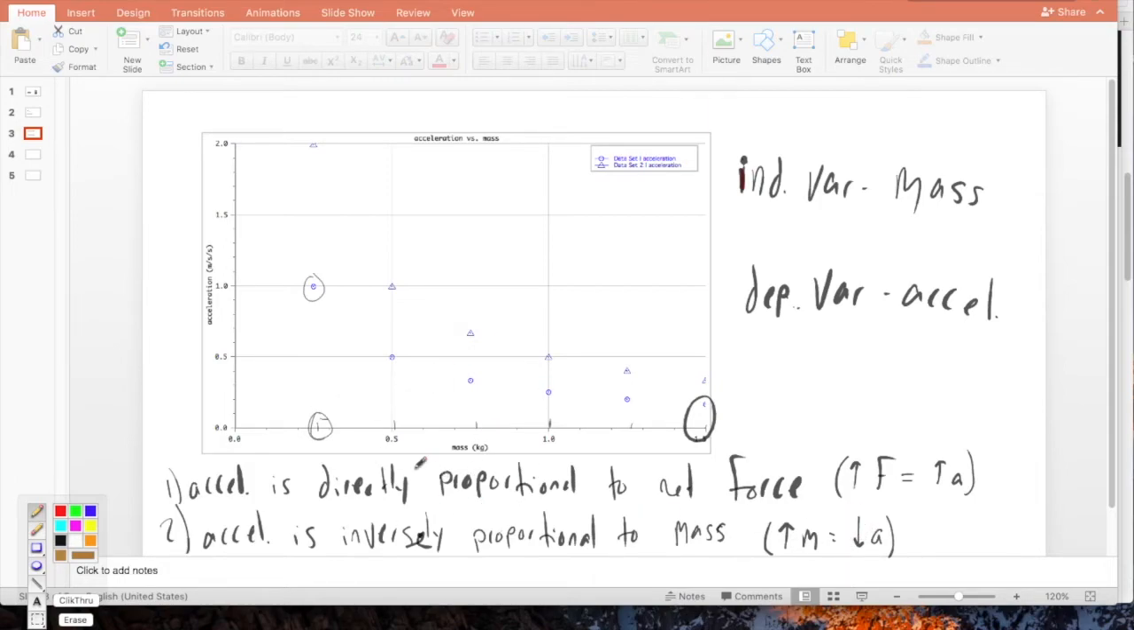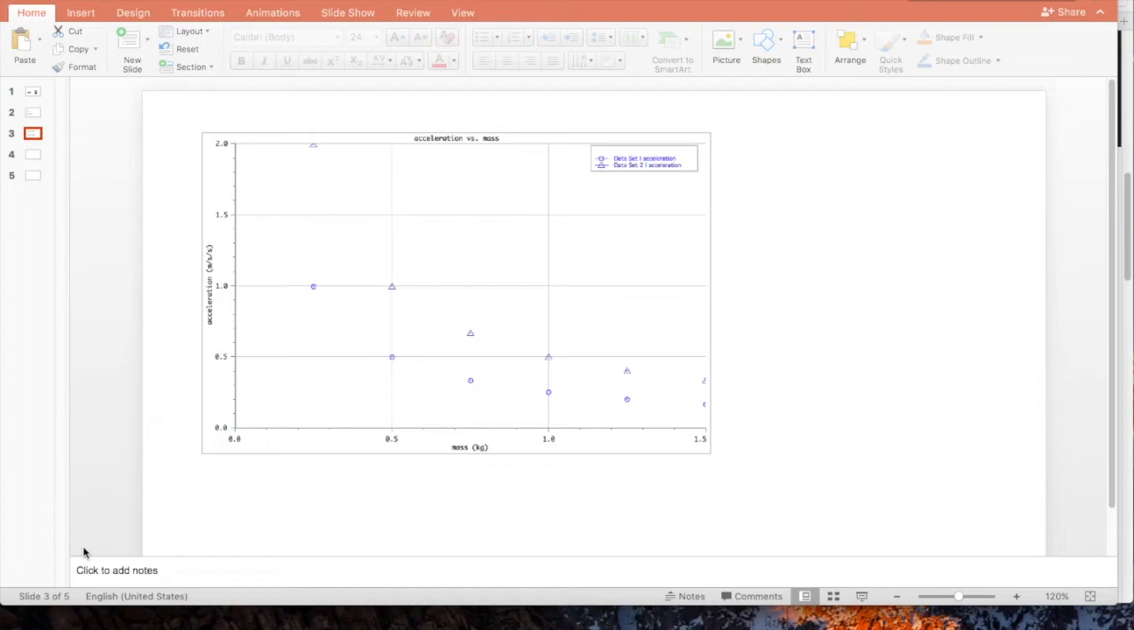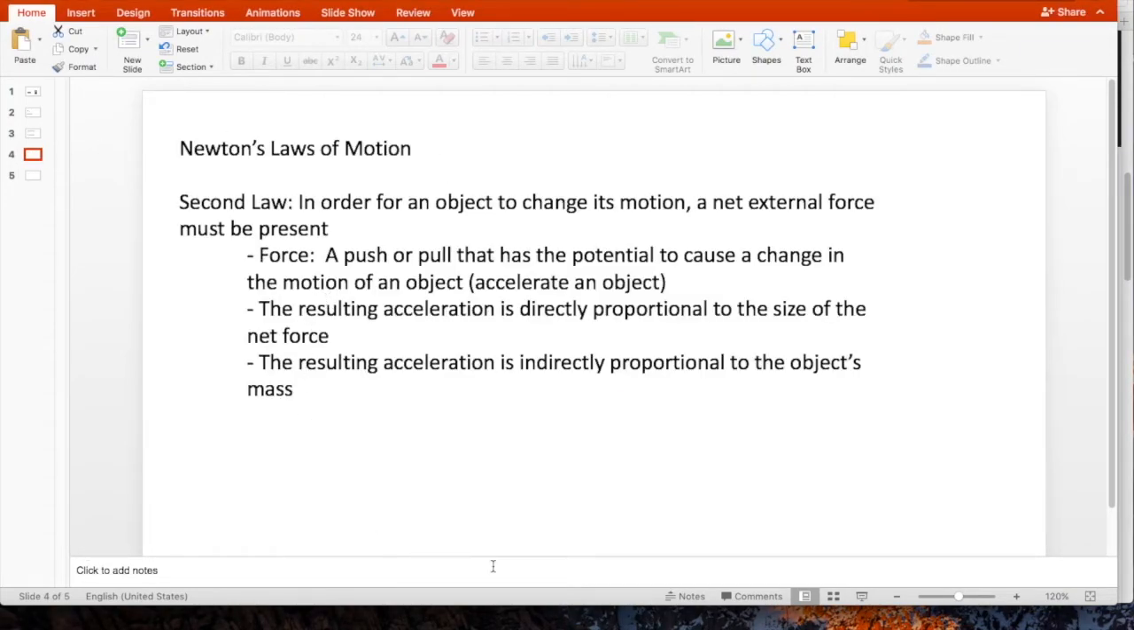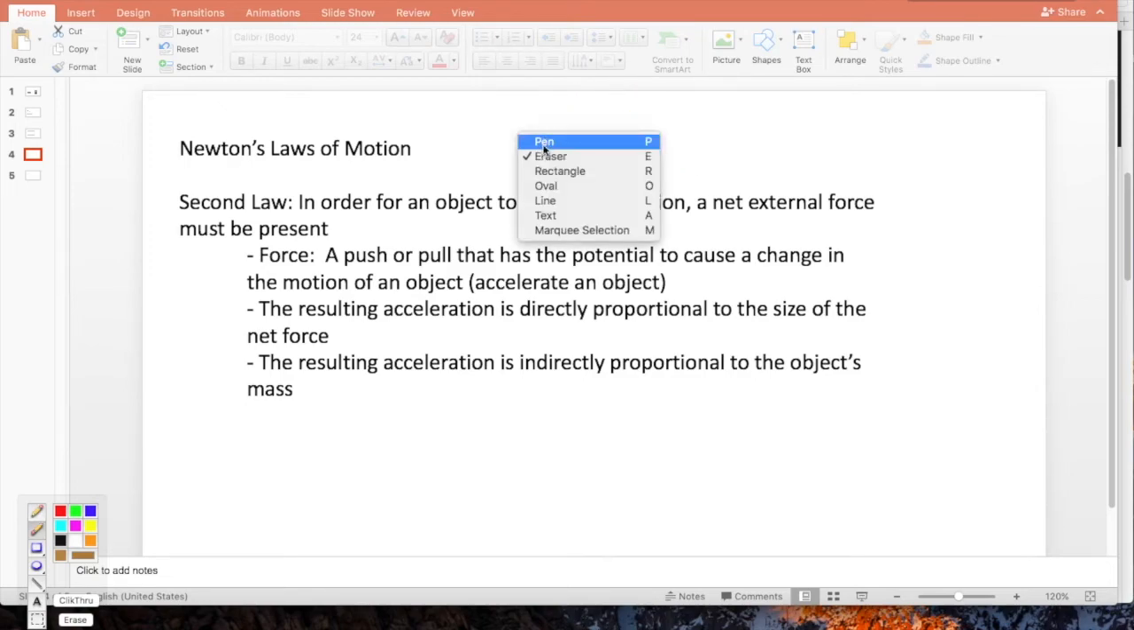So from this data, which you should be able to kind of think through just looking at these graphs, we can get Isaac Newton's second law, which is right here. This one is pretty hefty, so let's walk through it step by step. This law says that in order for an object to change its motion, remember, that's the whole question of this unit. What does it take for an object to change its motion? How is it that objects can speed up, that objects can slow down? Well, now we've answered the question.